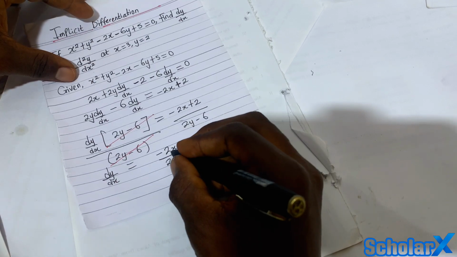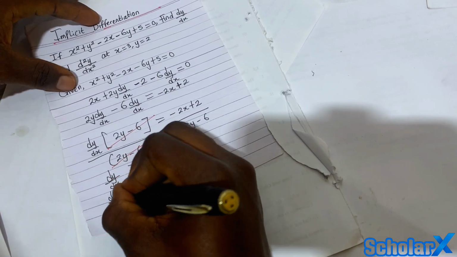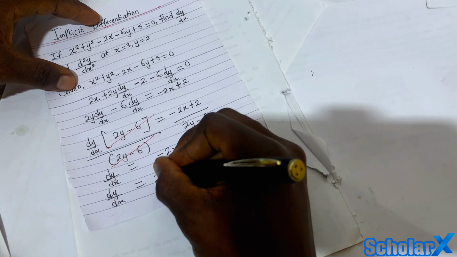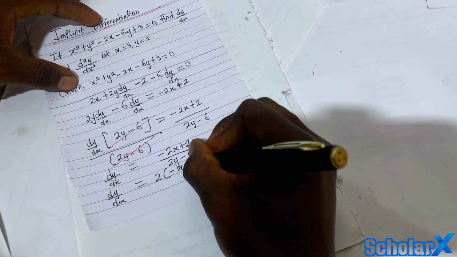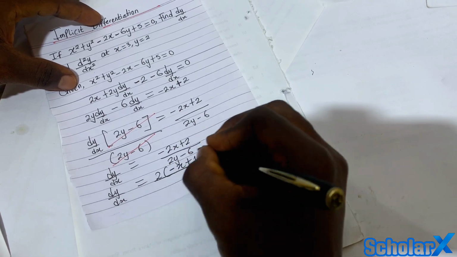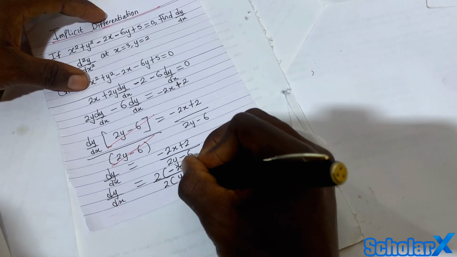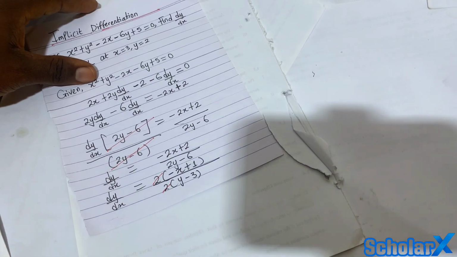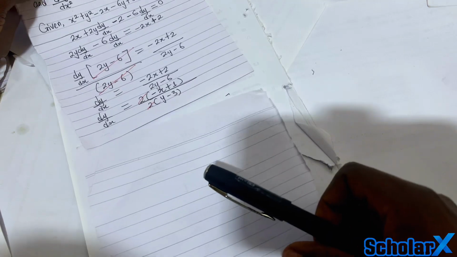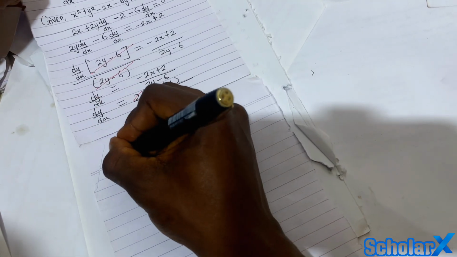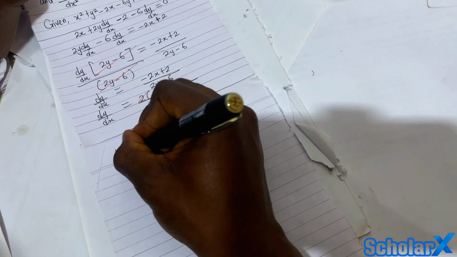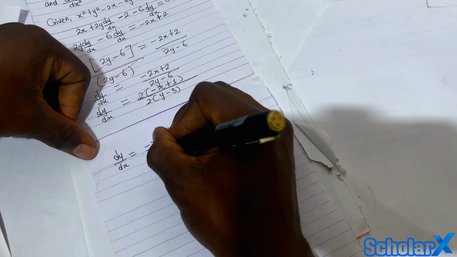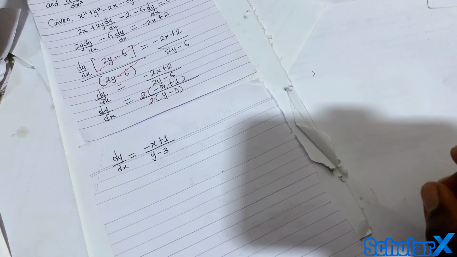Now, if you notice, 2 is common up and down. So dy/dx is going to be equal to 2 is common here, so it becomes 2 into bracket minus x plus 1, over 2 is also common here, it becomes 2 into bracket y minus 3. Now, these 2 eliminate these 2. All right. Now, we're going to continue from here. So it becomes that dy/dx is going to be equal to minus x plus 1 over y minus 3, all right, over y minus 3.